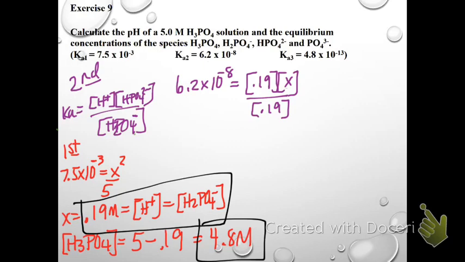Do you agree with me? Yes. What's your question? So throughout this whole dissociation, the concentration of H plus remains 0.19. Yes, because you'll see in a minute that x becomes so small that mathematically it won't make a difference. It's going to be like adding times 10 to the negative 8 to 0.19.